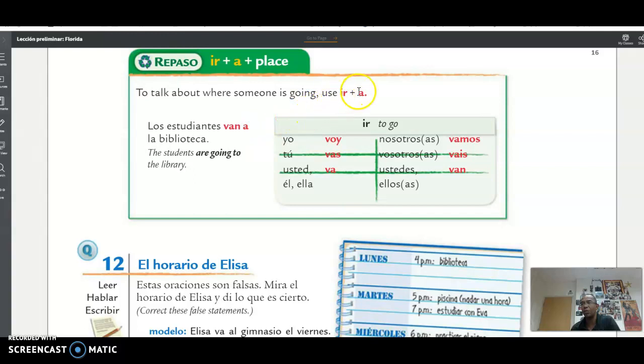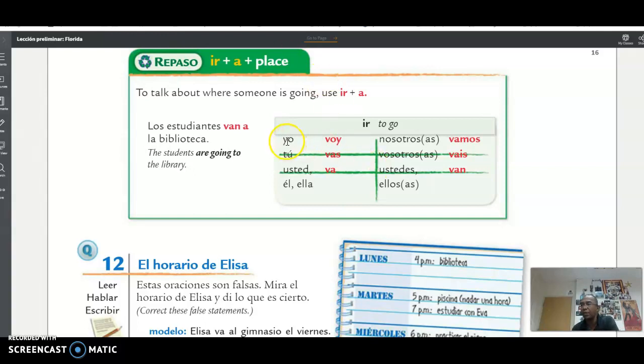Okay, they will always be together, even if the verb itself changes its form, like it's the case in every single tense. In the present, you say yo voy. In the past, yo fui. In the imperfect, yo iba a. In the future, yo iré a. So, whatever tense this verb is presented in, it will always be accompanied by the preposition a.